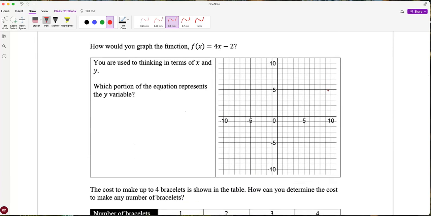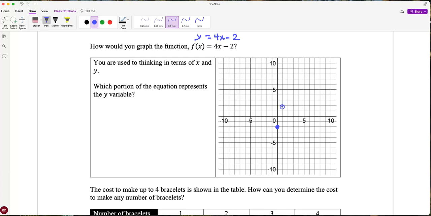Now, how would I graph the function f of x equals 4x minus 2? Just think of it, you're used to thinking in terms of y. This is the same function as y equals 4x minus 2. So the f of x, really, it's your y value, okay? So this one, I know this has a y-intercept at negative 2. It has a slope of 4.